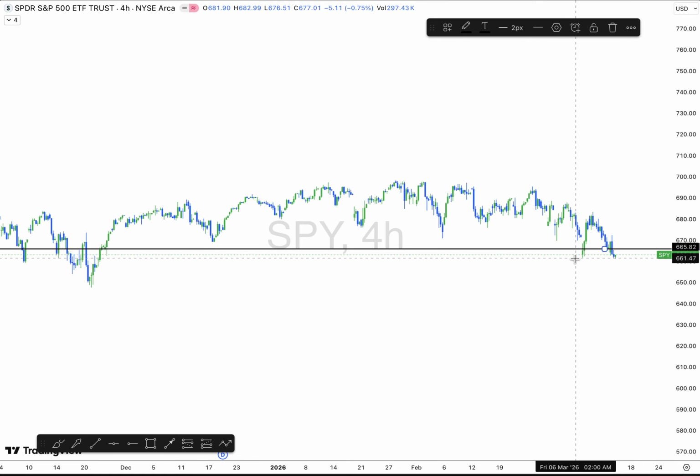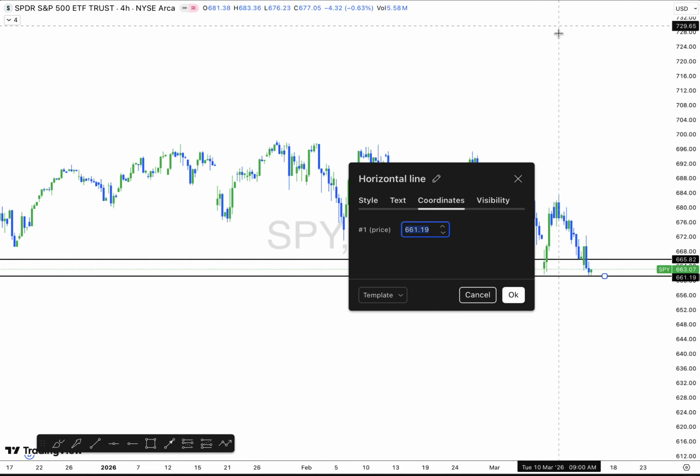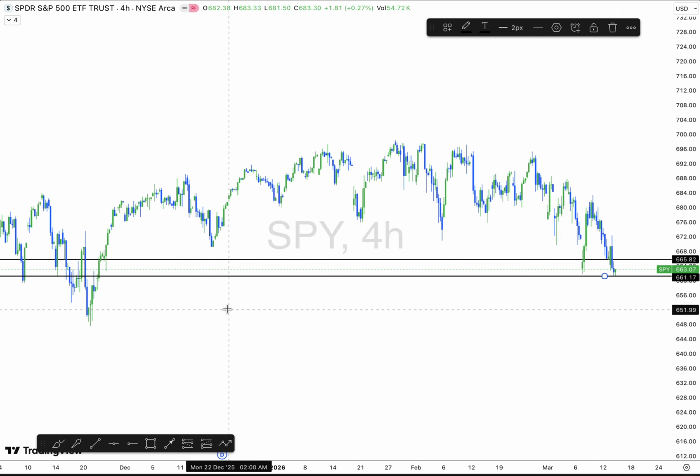If I come right here and mark this level, which when I say mark this level, I mean right here at the bottom of these wicks. So the low is 661.17, and then the low on this one is 661.37. So what I'm going to do is mark 661.17 because that's the lowest.